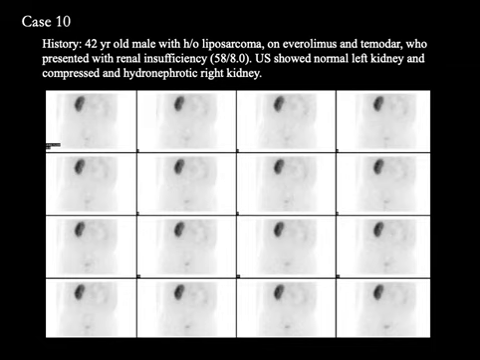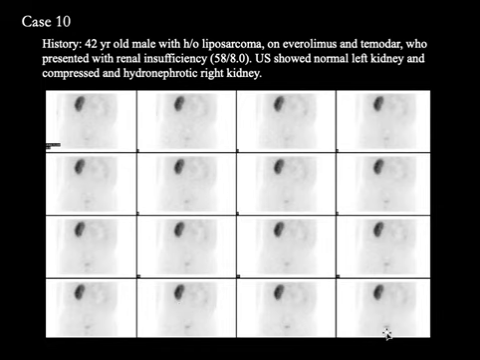Case number 10, a 42-year-old male with history of liposarcoma on chemotherapy who presented with renal insufficiency, urea of 58, creatinine of 8.0. Ultrasound showed a normal left kidney and a compressed and hydronephrotic right kidney. So we are looking at a renal scan which shows uptake of tracer in the left kidney, and maybe there is some faint indication of some activity in the right kidney, but I'm not sure.